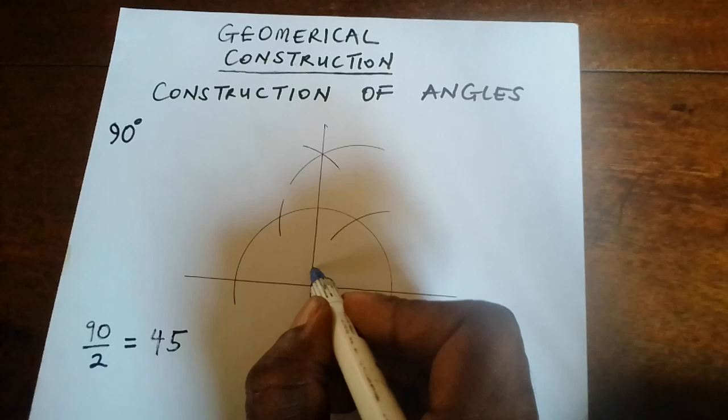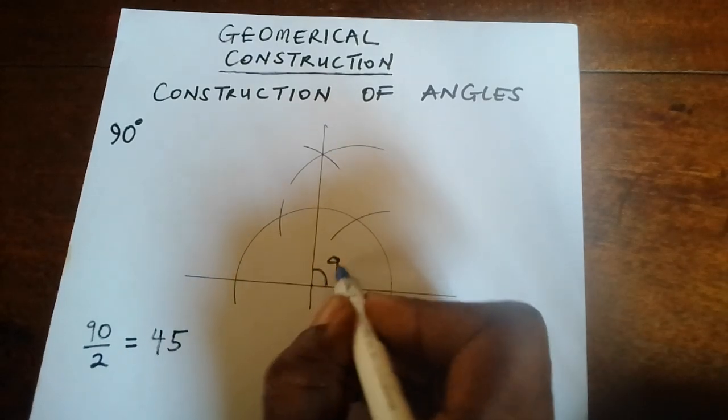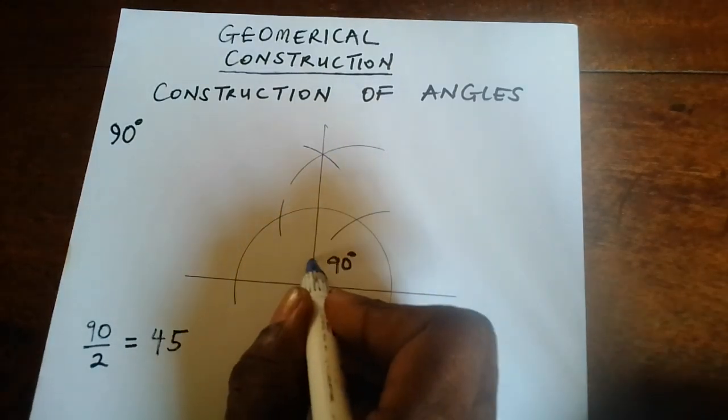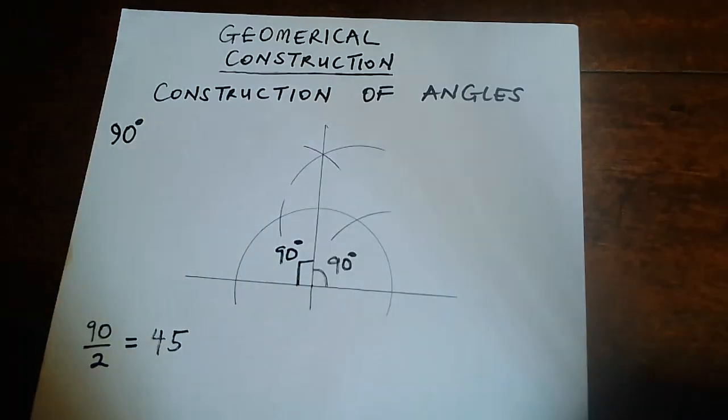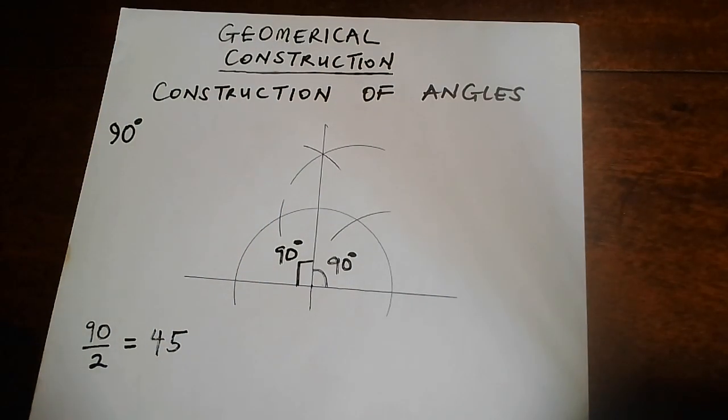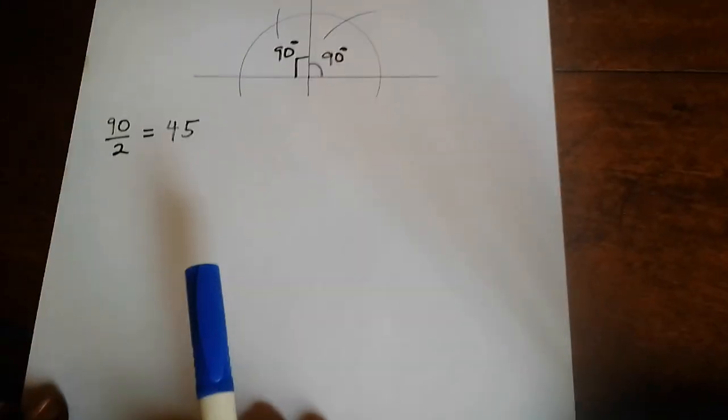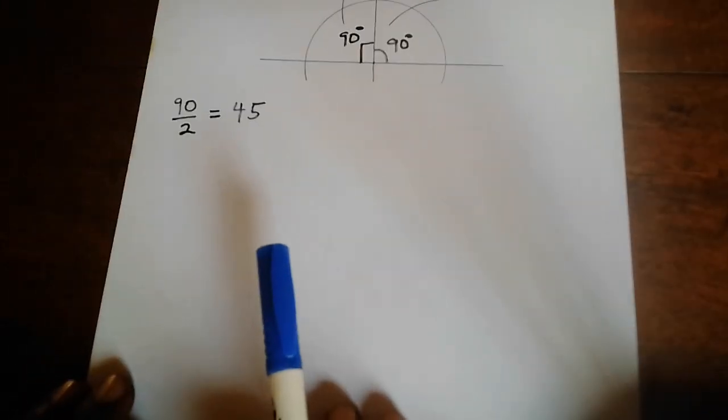So this whole angle is what? 90 degrees. The other one here also gives you 90 degrees. I hope you know what we use to symbolize angle 90 degrees in mathematics. So this is the symbol for angle 90 degrees. Now let's try to draw angle 45 degrees.